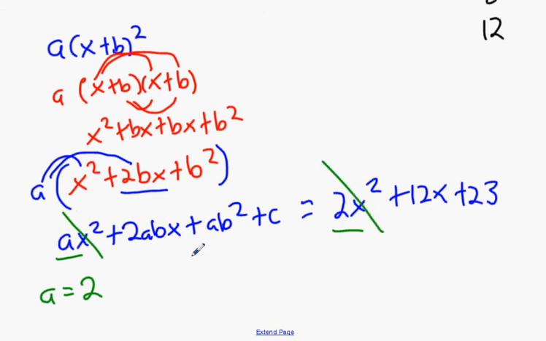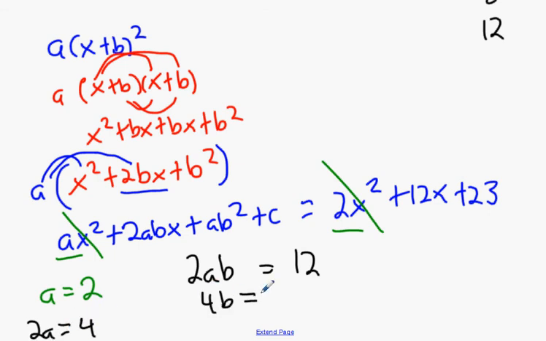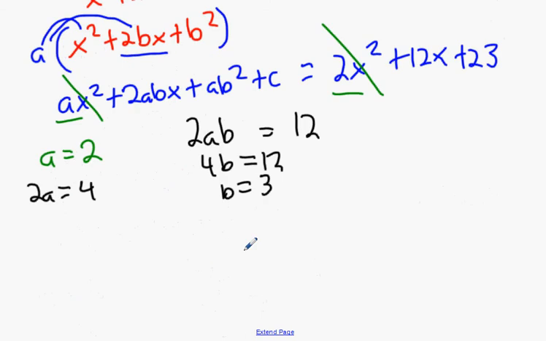So what's the x part? 2abx equals 12x. What happens to the x's? They're gone. What is a? 2. Therefore, what is 2a? 4. 4b equals 12. b therefore equals 3. I replaced a with 2. 2 times 2 is 4. And then divide 12 by 4 to get b equals 3. Okay, we good so far?